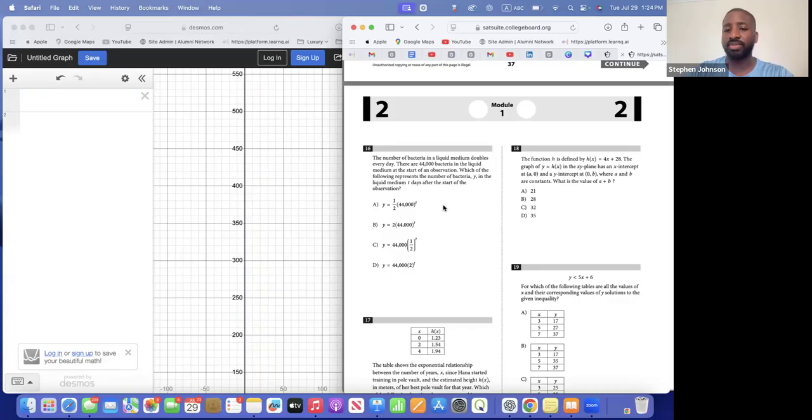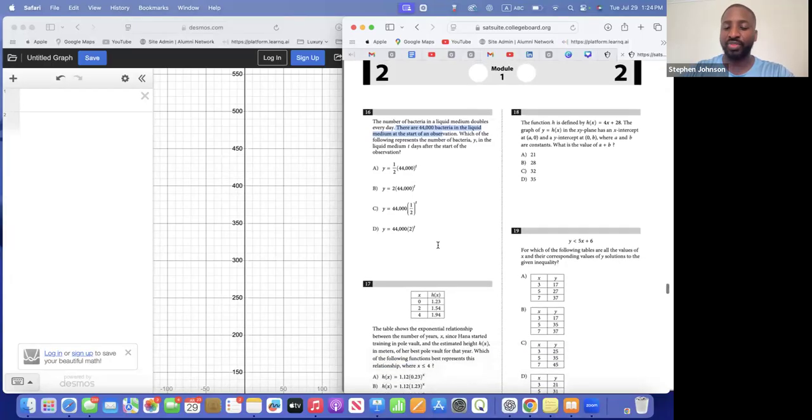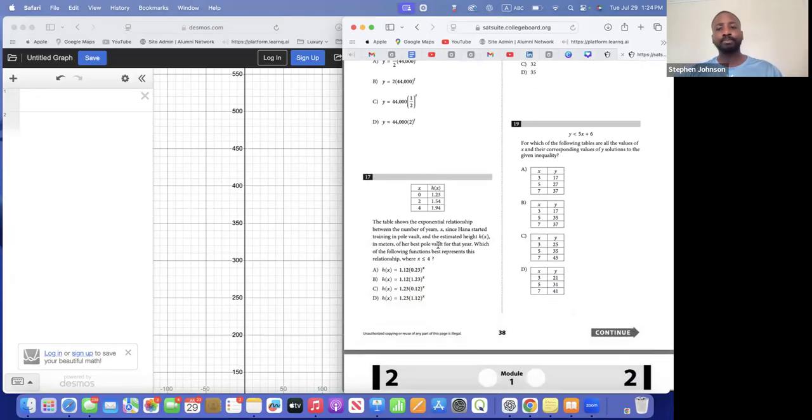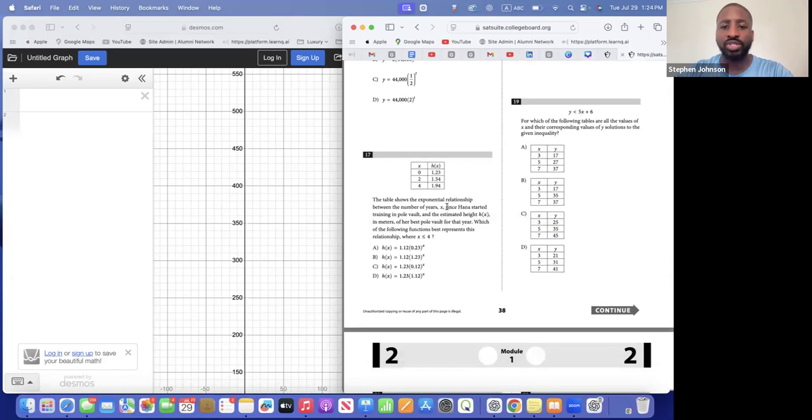Well, this is a bit interesting. The question says there are 44,000 bacteria in the liquid medium at the start of an observation. So again, I think this is outside our purview. It's hard for me to not answer this, but we're going to move on from this one. That's not within our regular diagram or Desmos. Number 17. So number 17 here, this is also considered to be a diagram question.